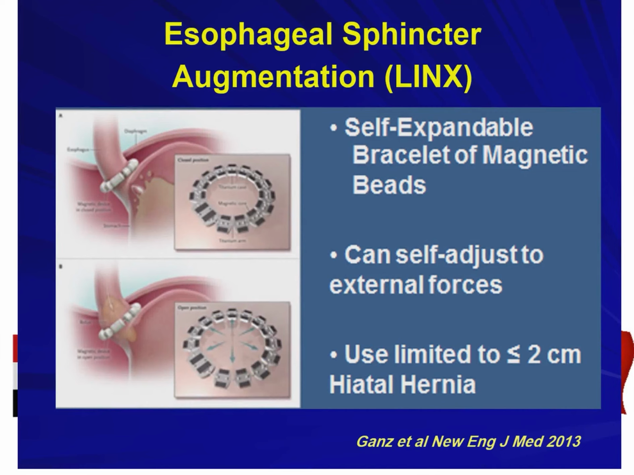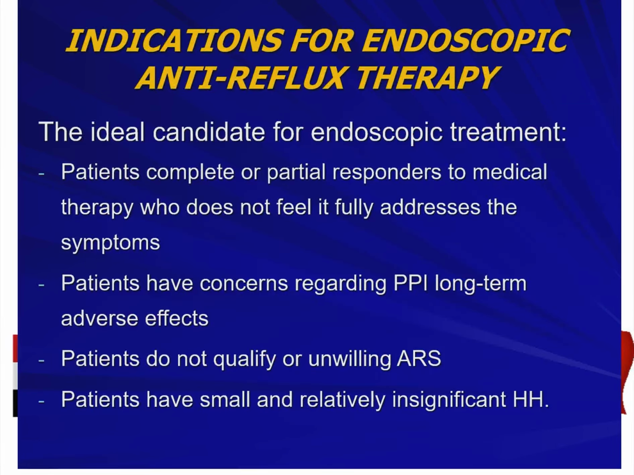The other surgical technique is the LINX, which is esophageal sphincter augmentation by a bracelet of self-expandable magnetic beads, as we can see here, which is located at the gastroesophageal junction and can self-adjust to external forces, and its use is limited to a hiatus hernia of less than 2 centimeters.